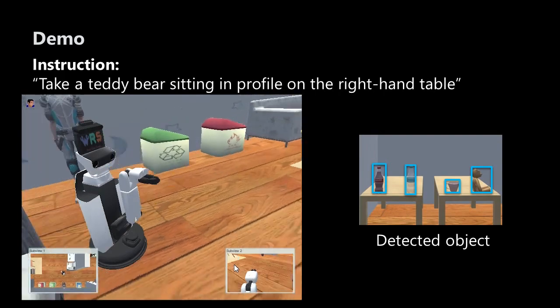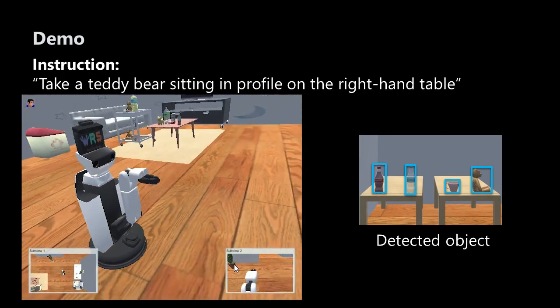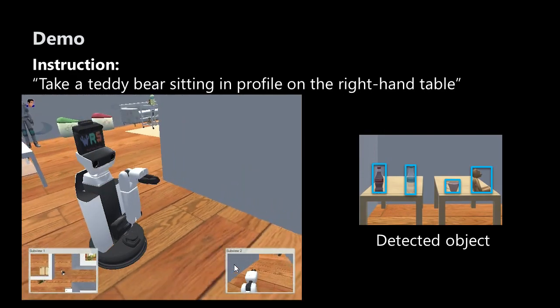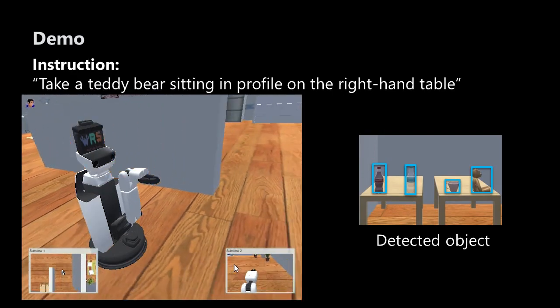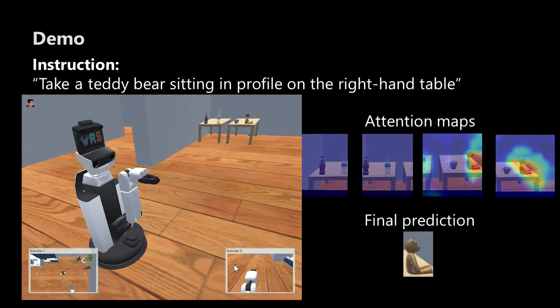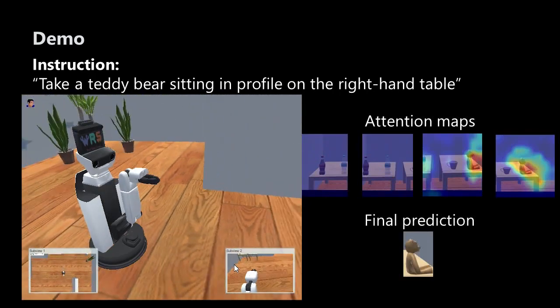The MTCM-AB could also be validated on a fetching task scenario. Given the instruction, the correct target could be predicted and retrieved by the robot.